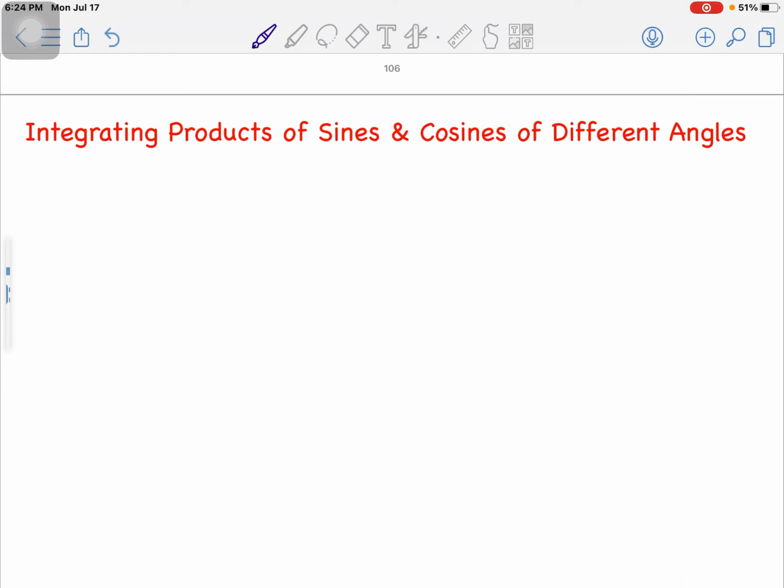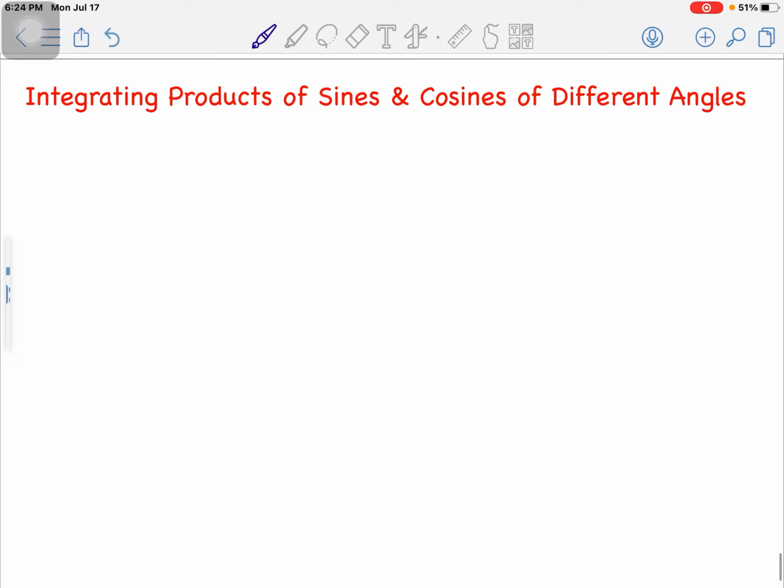So without wasting much time, I would like us to start today's tutorial. Today's tutorial will be on integrating products of sines and cosines of different angles. Sometimes you will be given products of sine and cosine, but they are not going to have x and x inside the brackets. Sometimes we can have different coefficients. For instance, you can have a product of cos of 3x multiplying sine of 4x.